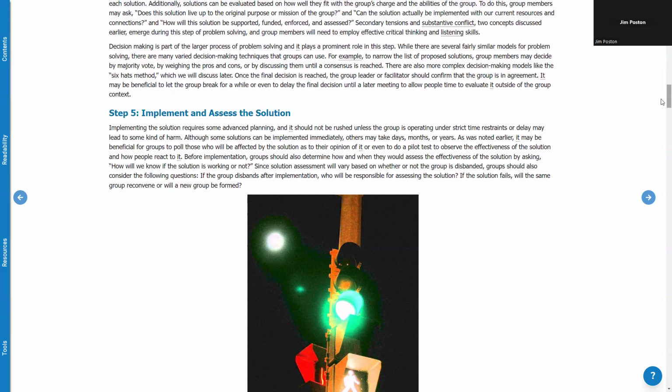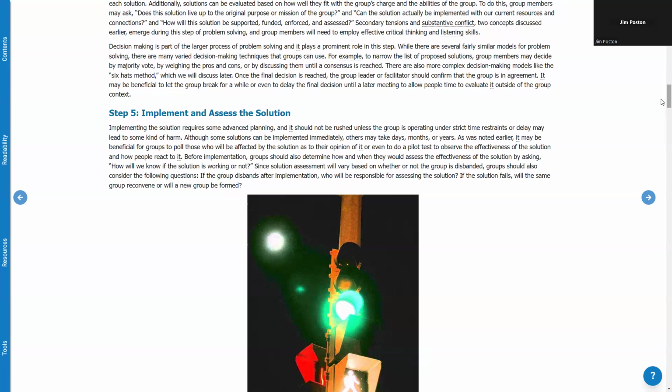For example, to narrow the list of proposed solutions, group members may decide by majority vote, by weighing the pros and cons, or by discussing them until a consensus is reached. There are also more complex decision-making models like the six hats method, which we will discuss later.